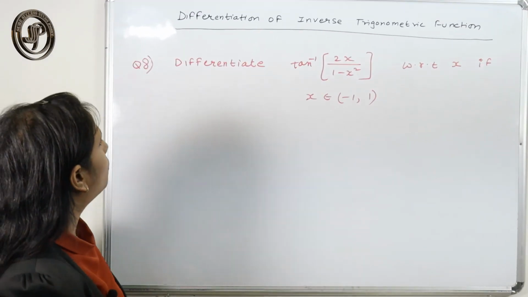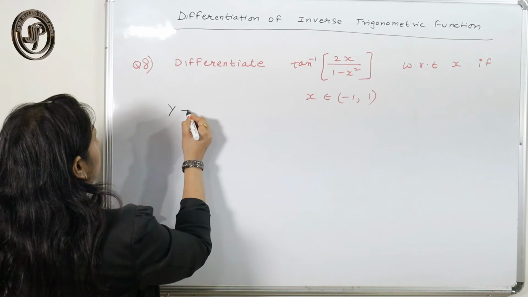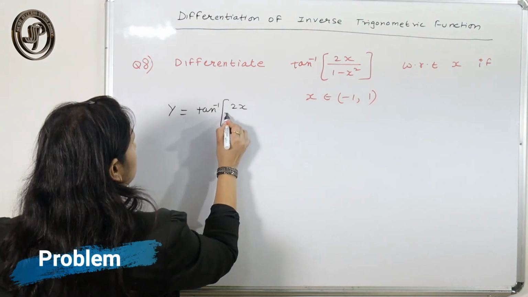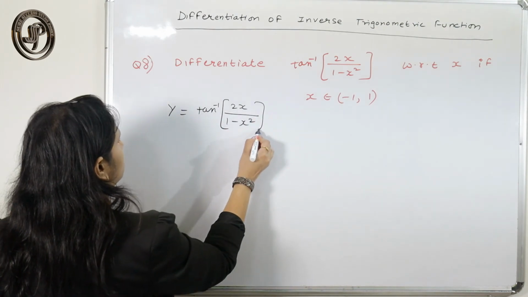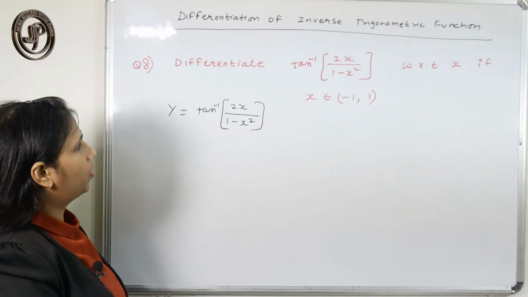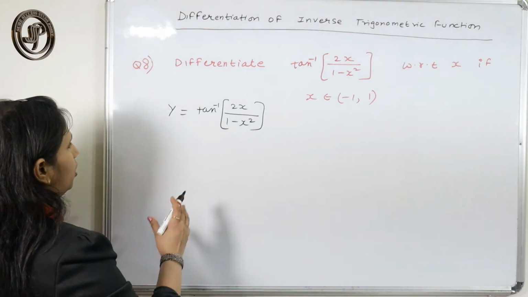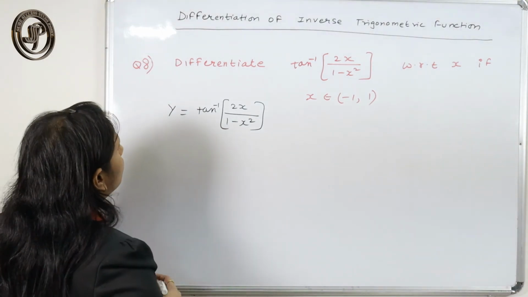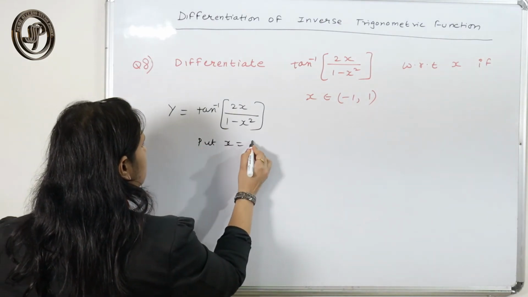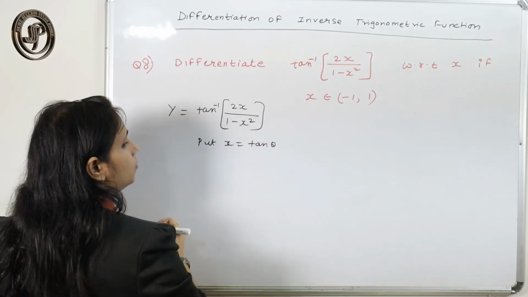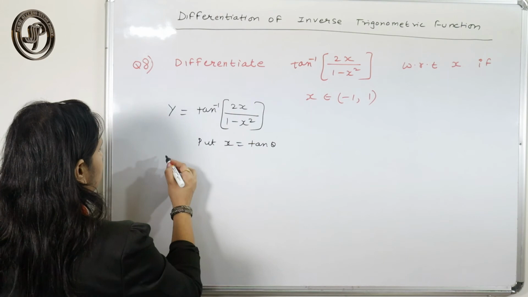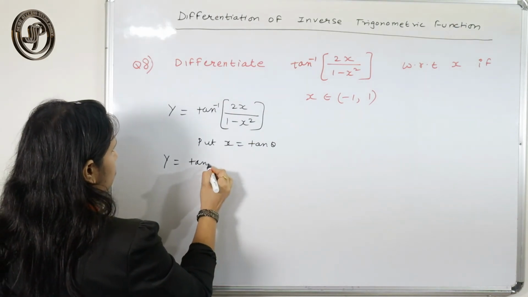So here is one more question. The question is tan inverse of 2x upon 1 minus x square, where x belongs to minus 1 and 1. Okay, so that is given. So here I put x as tan theta, that comes under the formulas that I have given you recently, at the beginning of this episode.